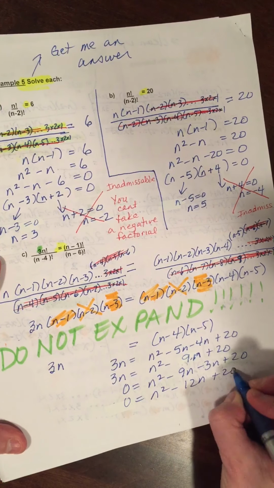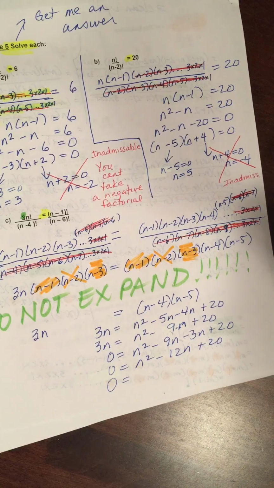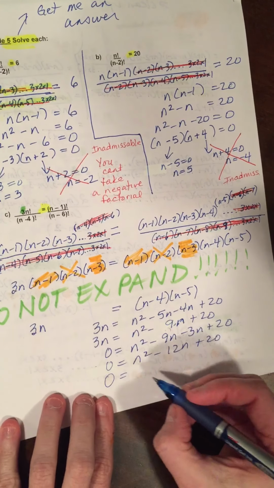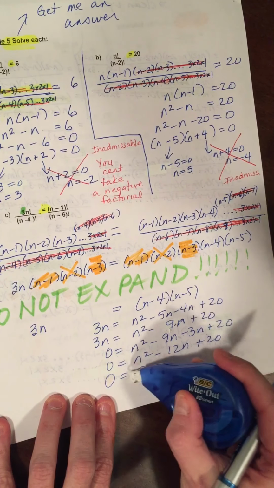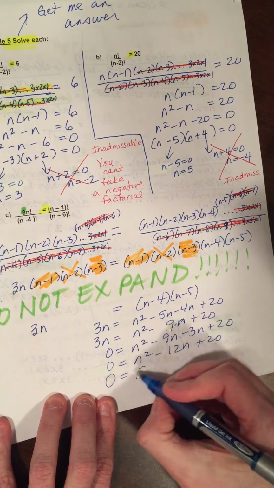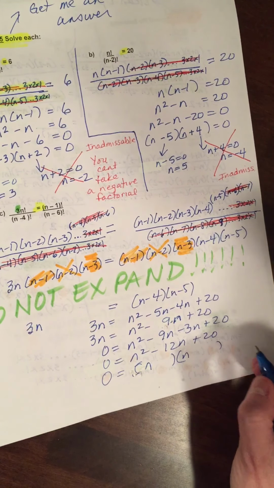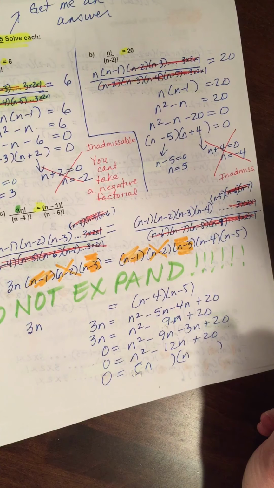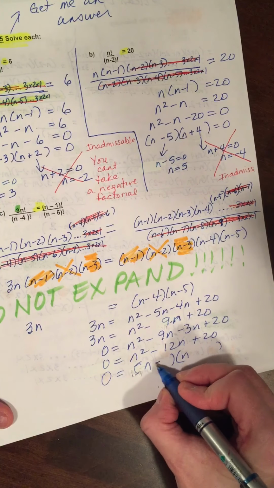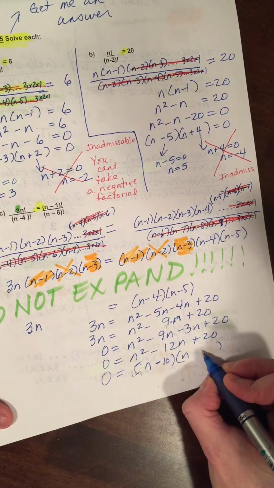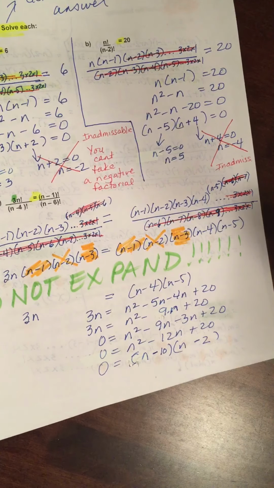And now I'm going to ask myself, what two numbers multiply to 20, add or subtract to negative 12? Negative 10 and negative 2? Negative 10 and negative 2?